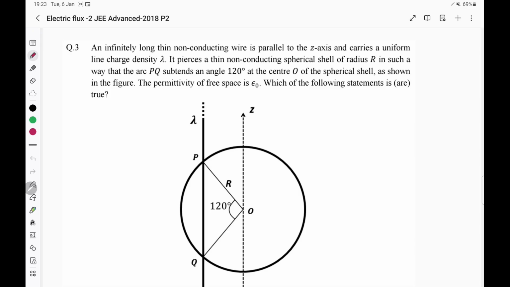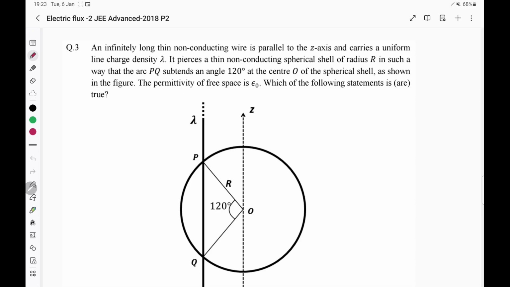Today we are discussing another previous year question from the JEE Advanced. This question is from JEE Advanced 2018 paper 2. It is also a question on the electric flux. This is rather a slightly easier question. So we will see how to solve this question quickly. And then we will also see a slightly harder variety of this question today.